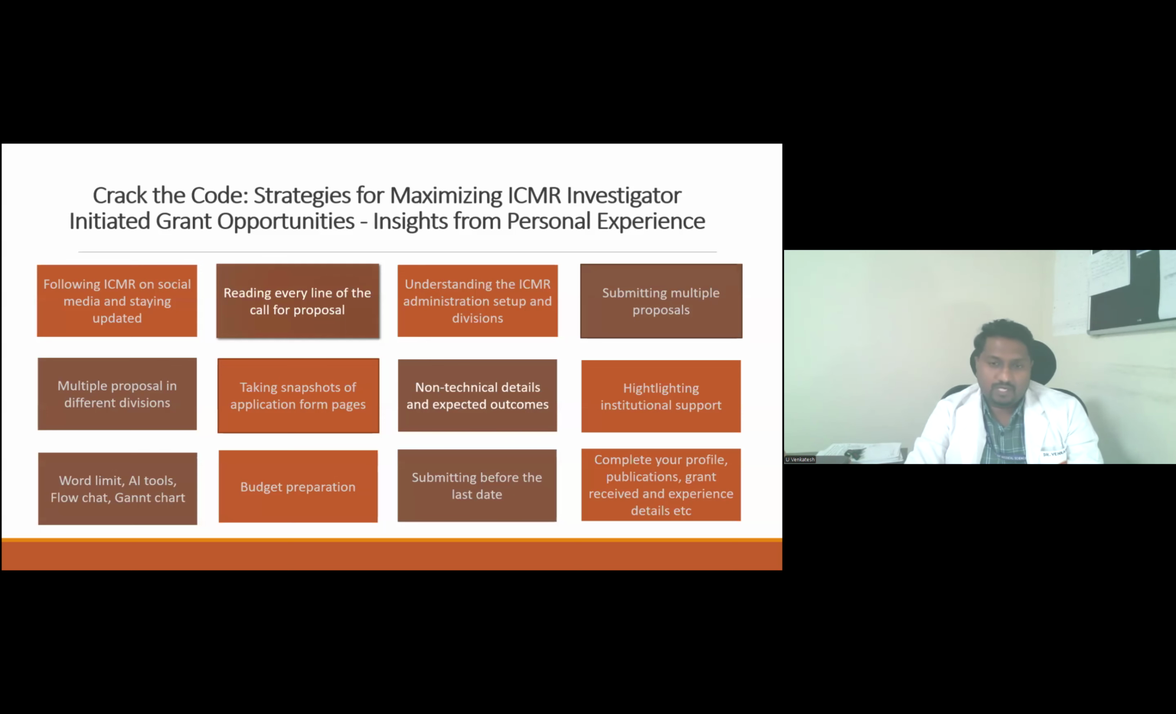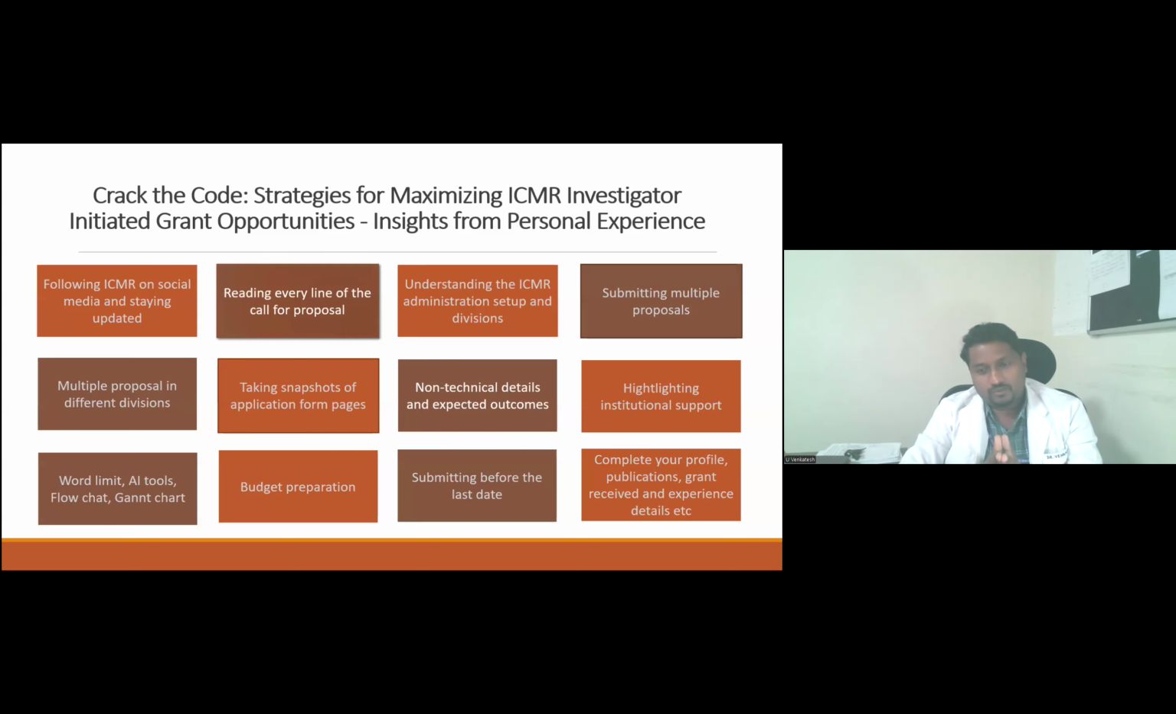Then comes taking snapshots of application form pages. The ICMR and many other agencies follow online submission. For a month or 2 months, you keep on writing the big methodology and all the components of the research proposal. At the time of submission, suppose it is the last day or 2 days before, when you open the pages, the things will be different. The questions asked in the form will be different from the components which you have. Every year the form changes. Some modification actually occurs, but the standard format I already told you.